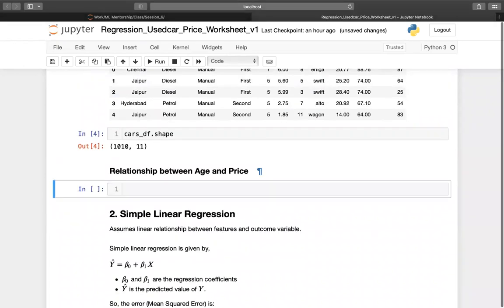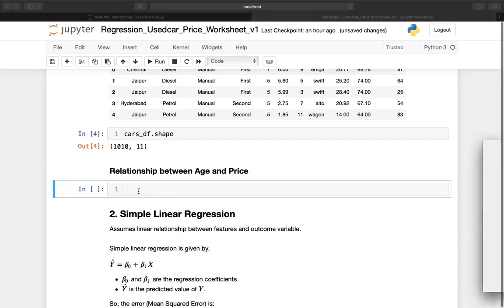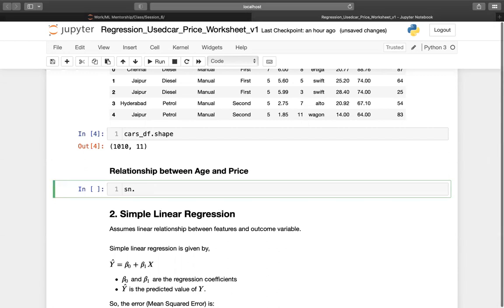And let's look at first what we'll do is we will look at one variable and see how it is influencing the outcome, and then we'll expand that into multiple variables, right? It is easier to understand and relate when we first look at one variable, and then we can expand that to all the 10 variables. So, relationship between age and price, as you've already seen, both are numerical features here, age and price.